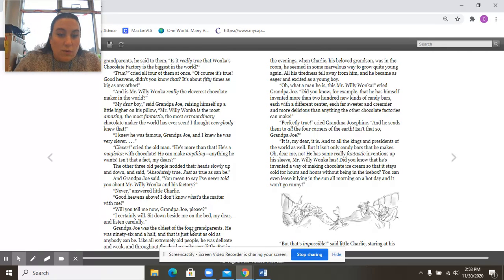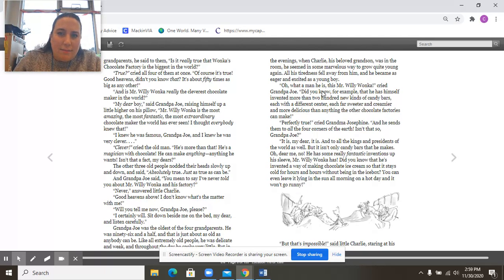Grandpa Joe was the oldest of the four grandparents. He was 96 and a half, and that is just about as old as anybody can be. Like all extremely old people, he was delicate and weak throughout the day. He spoke very little, but in the evening, when Charlie, his beloved grandson, was in the room, he seemed in some marvelous way to grow quite young again. All his tiredness would fade away from him, and he became as eager and excited as a young boy.